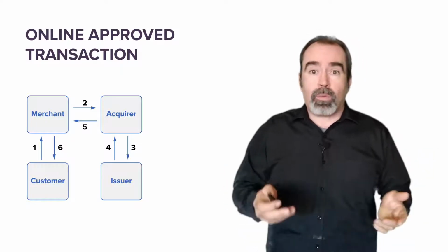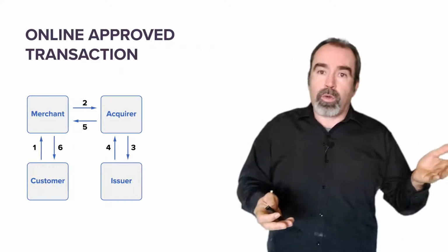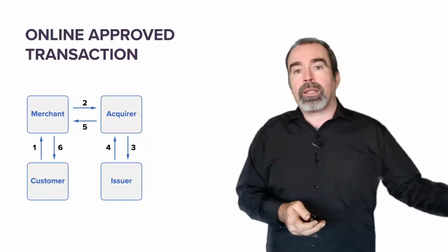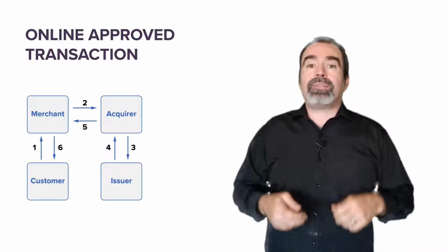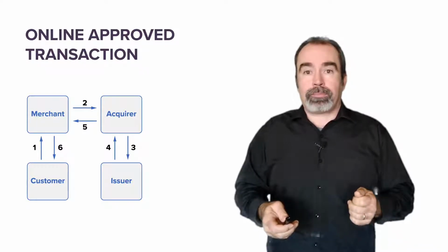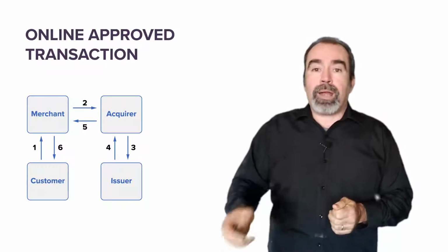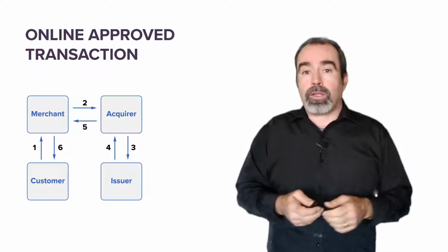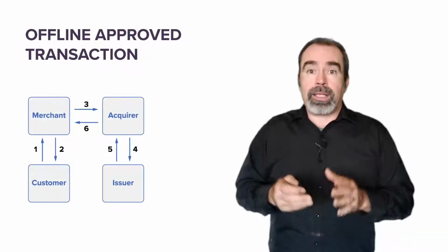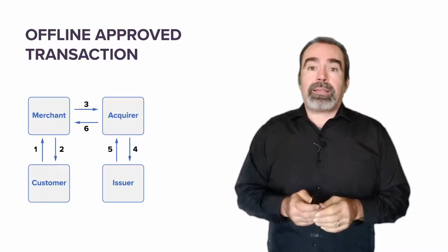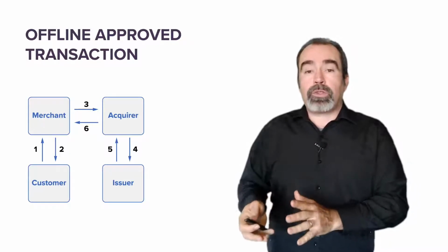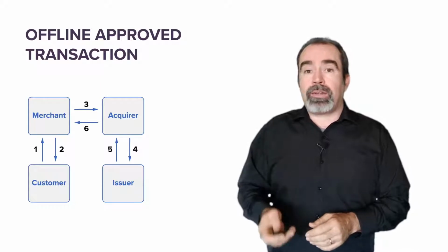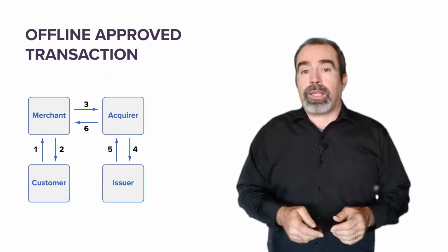Yes, no, either one is a valid authorization, it's just positive authorization or negative authorization. And that is then sent all the way back to the merchant. In that context, the transaction is approved online. That transaction data has been routed all the way through to the issuer for the issuer to make that decision. In an offline approved transaction, the issuer does not make the decision about the authorization. In this context, either the merchant or perhaps the acquirer makes the decision on behalf of the issuer.